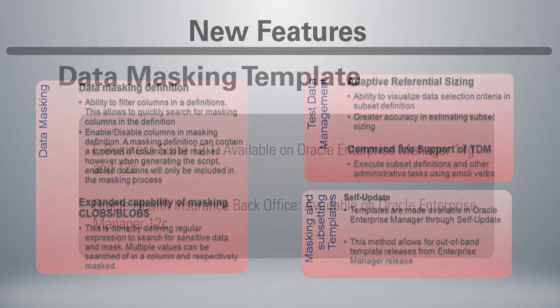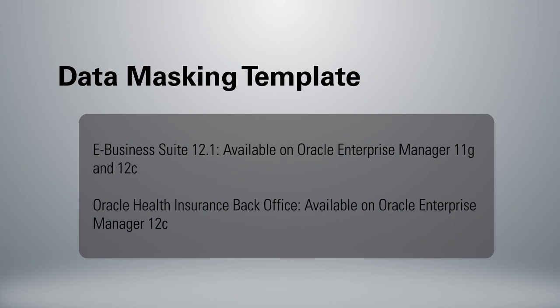And lastly, masking and subsetting templates. We provide the capability now, as part of the new features, of downloading templates through self-update. This provides the ability for our customers to get the latest and greatest subset templates or data masking templates out of band of releases of Enterprise Manager. So as soon as a template is available, you can simply check through self-update and download them and start utilizing them in Enterprise Manager in your environment.